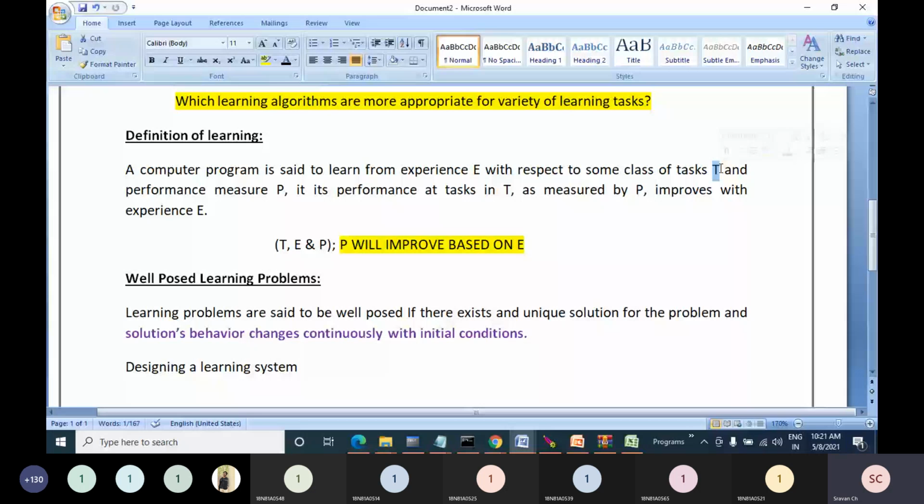So E means experience, T means the actual task which we want to do, and P is the performance measure, right? What is the definition of learning? A computer program is said to learn from experience E with respect to some class of tasks T and performance measure P, if its performance at tasks in T, as measured by P, improves with experience. This is the technical textbook definition of machine learning.